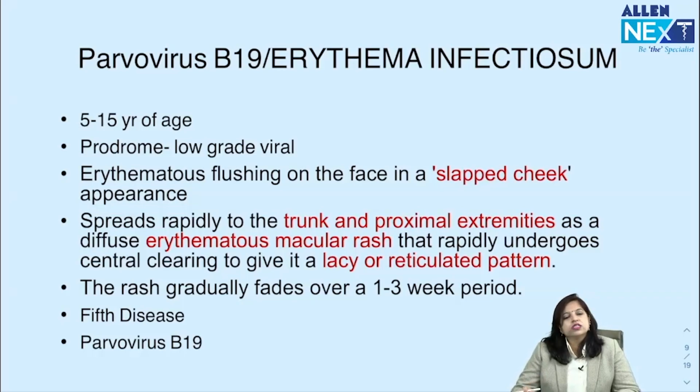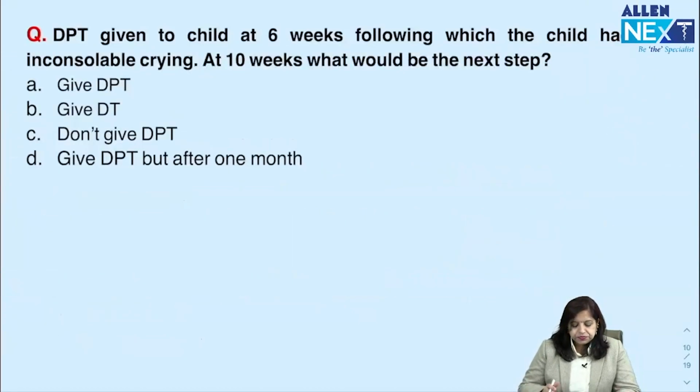You have to remember that it undergoes central clearing to give it a lacy or a reticulated pattern. The rash gradually fades over the coming 1 to 3 week period, and this is typically known as the fifth disease caused by parvovirus B19, right?